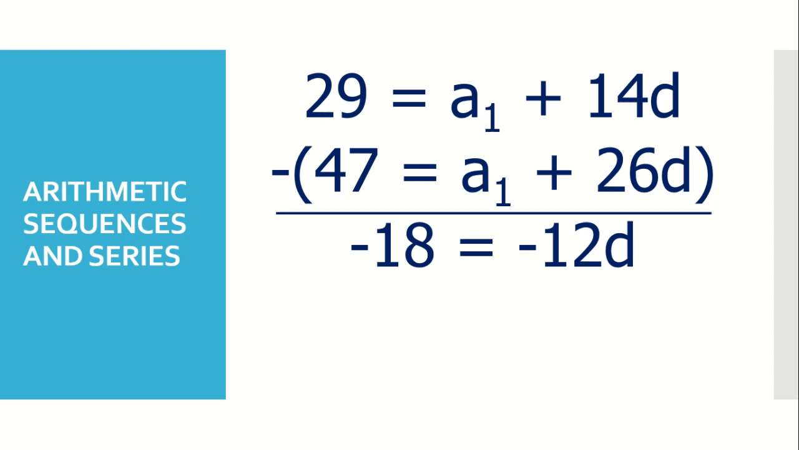To get the value of D, we use multiplication property of equality, or MPE. We will multiply the whole equation by negative 1 over 12. So we can have D as equal to 3 halves.